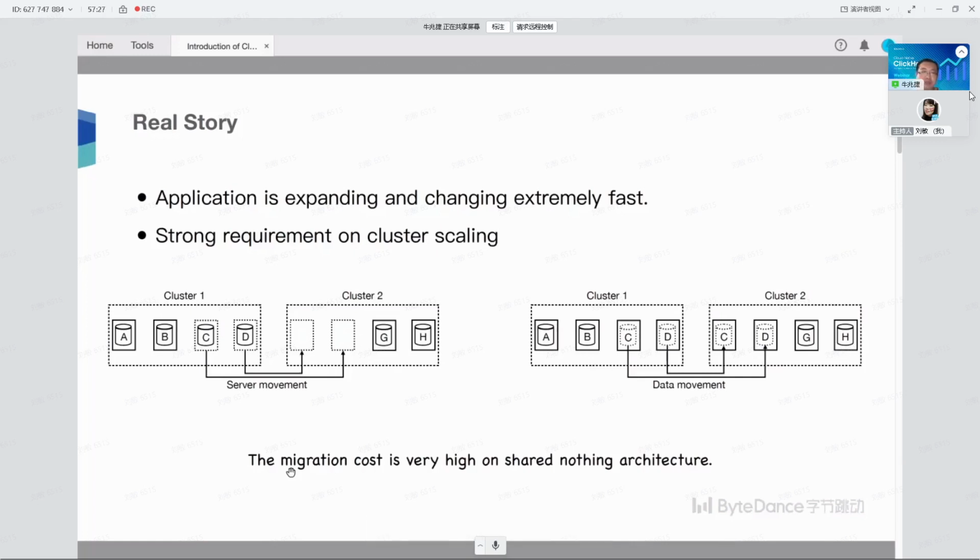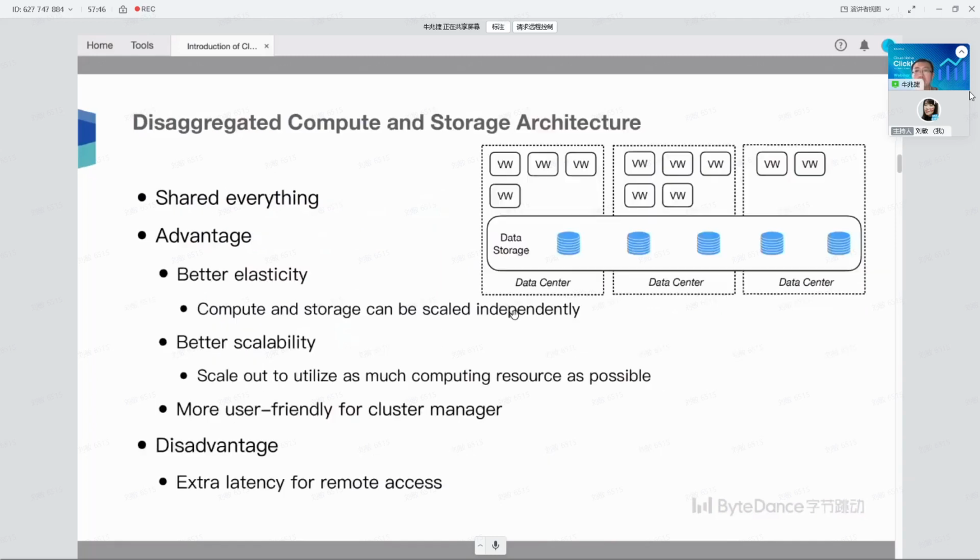So the question comes: can we utilize the shared storage architecture to solve this pain point, or can we even support the shared nothing architecture natively? Taking those questions in mind, we started to explore some new architecture for our internal ClickHouse.